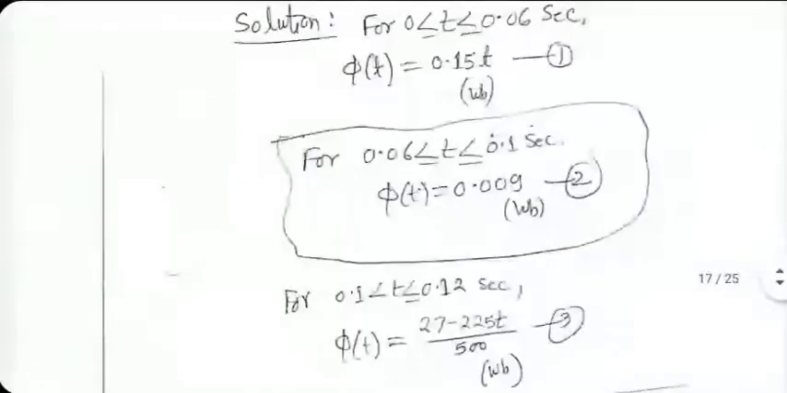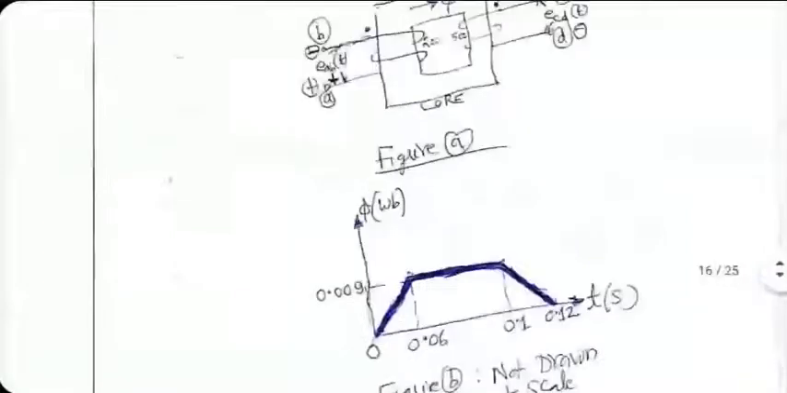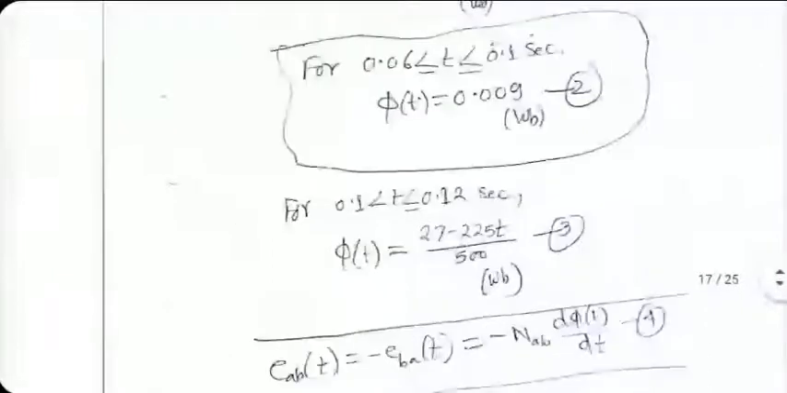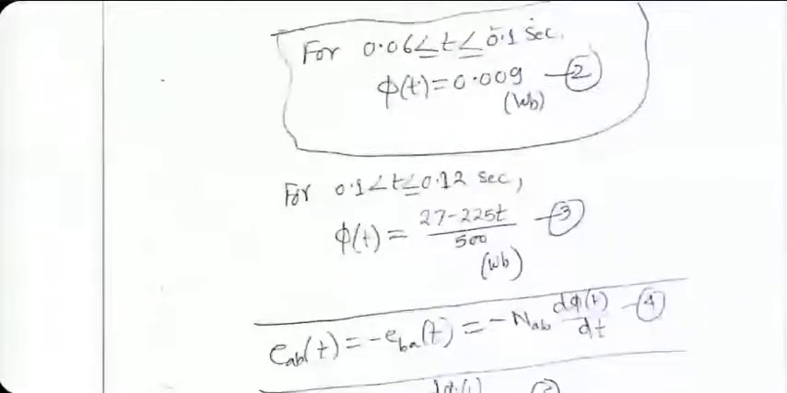Simple. For the third part, you will have to work out the equation again. It's a linear equation that you are looking for, y equal to mx plus c type of equation. You have to solve based on the fact that two coordinates are given. At small t equal to 0.1, the phi value is 0.009. At small t equal to 0.12, the phi value is 0. Based on that, you figure out the equation in the third part of the curve. It turns out to be what I'm writing here.